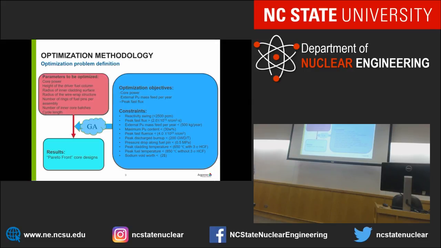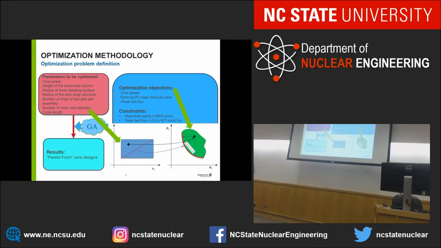We also have the objective, the optimization goal. Here we want to minimize the core power. Because it's a test reactor, we want to minimize the core power to reduce the capital cost of the nuclear power plant. We also want to minimize the external plutonium mass, which is the fuel cost. And another one, we want to maximize the flux, because it's for material test purposes. We also have some constraints, to make sure that the reactor core is within the control of the safety system. And finally, we want to have the so-called Pareto front core results.